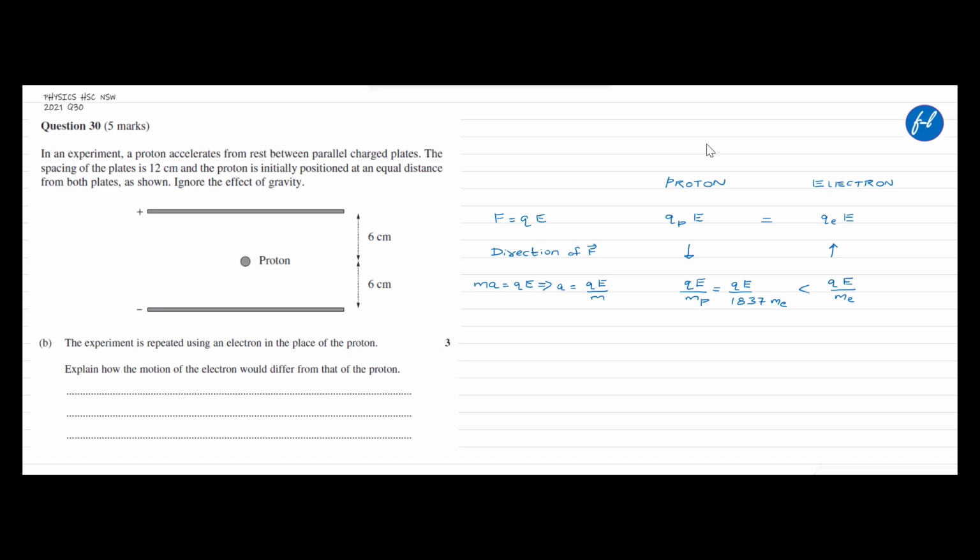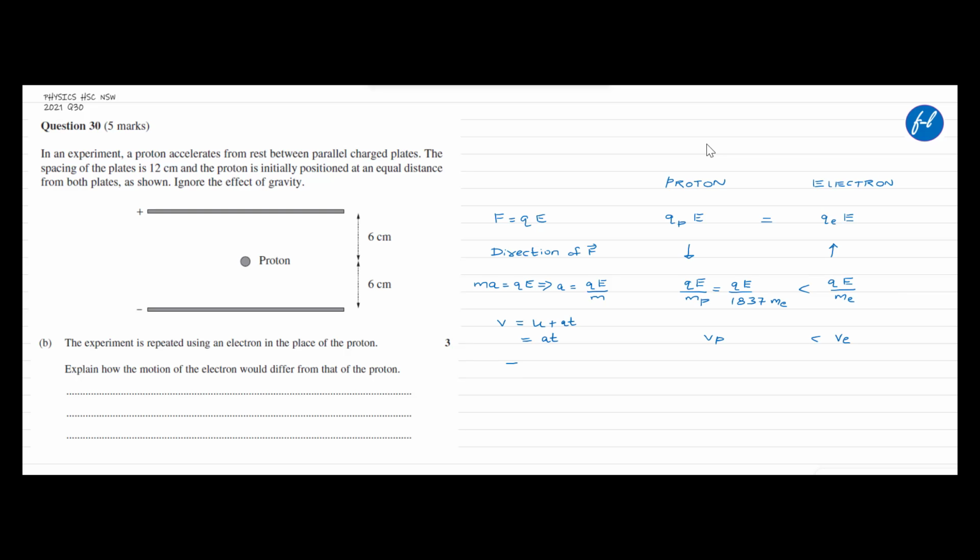And how about the velocity? Velocity v equals u plus at, and initial velocity is 0, so therefore v is equal to at. So for a given particular time value, the velocity of the electron will be higher than the velocity of the proton. Why? Because the acceleration is higher.